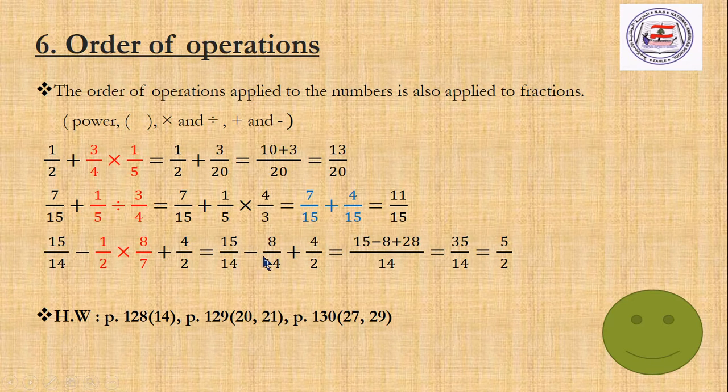Now I have subtraction and addition. I go from left to right. All of them with the common denominator 14. 15 minus 8 plus 28. It is 35/14. Then I simplify. Divide both by 7. 5/2.